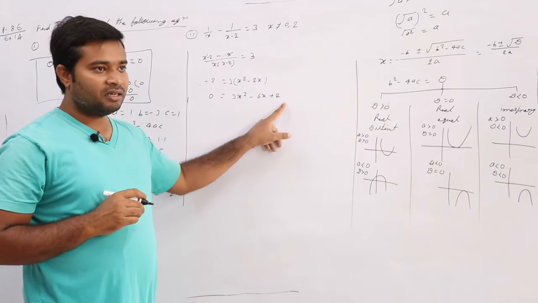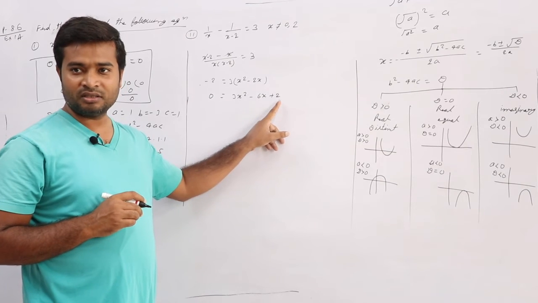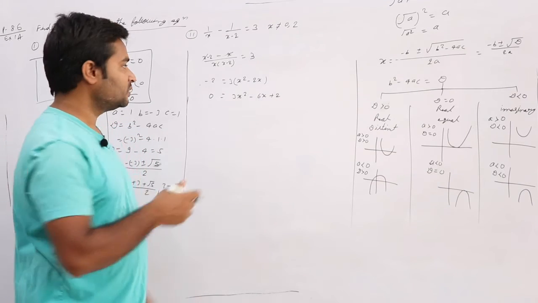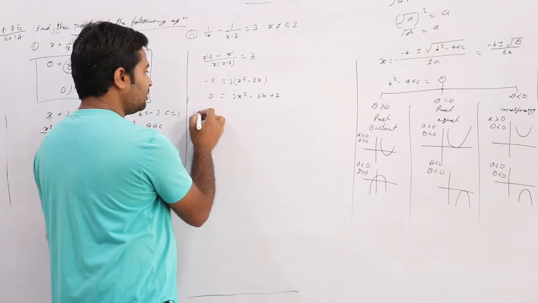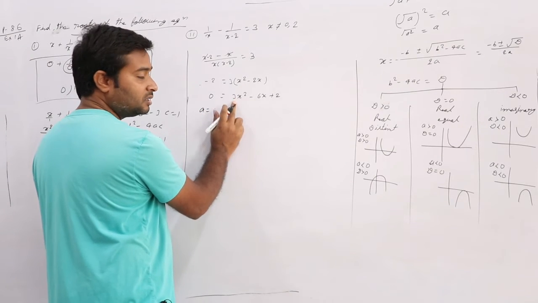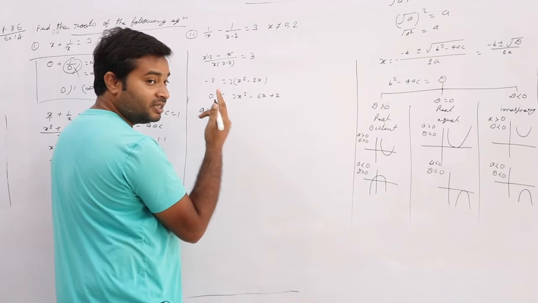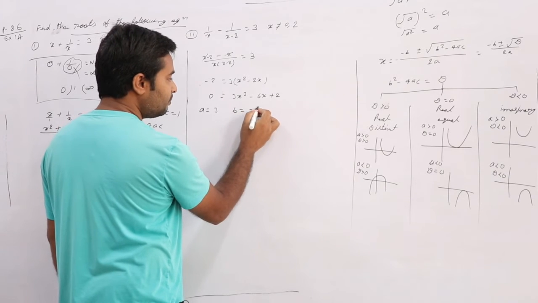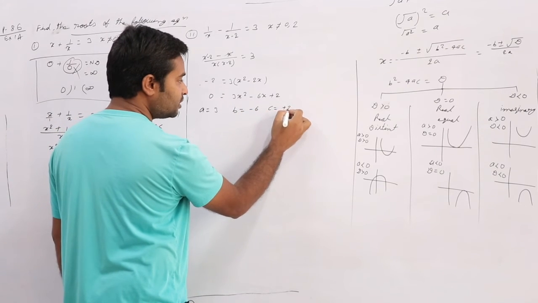One more thing. Can we take anything common here? No, because this is 3, this is 2. We can't take common, right? Okay, do by that method only. A is equal to how much? A is equal to 3. B is equal to minus 6. C is equal to plus 2.